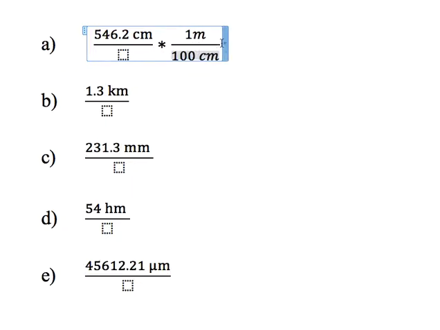100 centimeters. Okay? And my centimeters will then cross out. And when I divide this by 100, I'm going to move over the decimal point 2 places. So I have 5.462 meters, because my centimeters are then going to cross out.